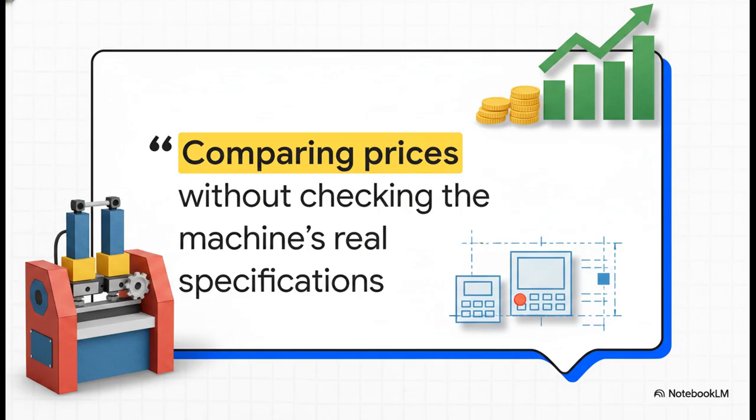Comparing prices without checking the machine's real specifications can lead to inaccurate budgeting and poor purchasing decisions. Investing in a machine with stronger tooling, rock-solid hydraulic components, and highly user-friendly controls isn't just about springing for luxury features. It is fundamentally an investment in your long-term efficiency. You're buying consistency here, and consistency is exactly what protects your profit margins over the long haul.